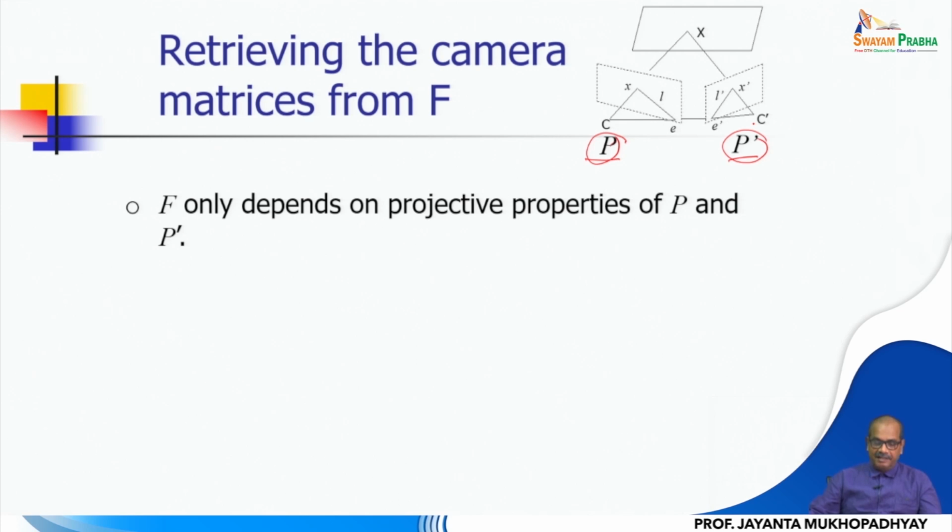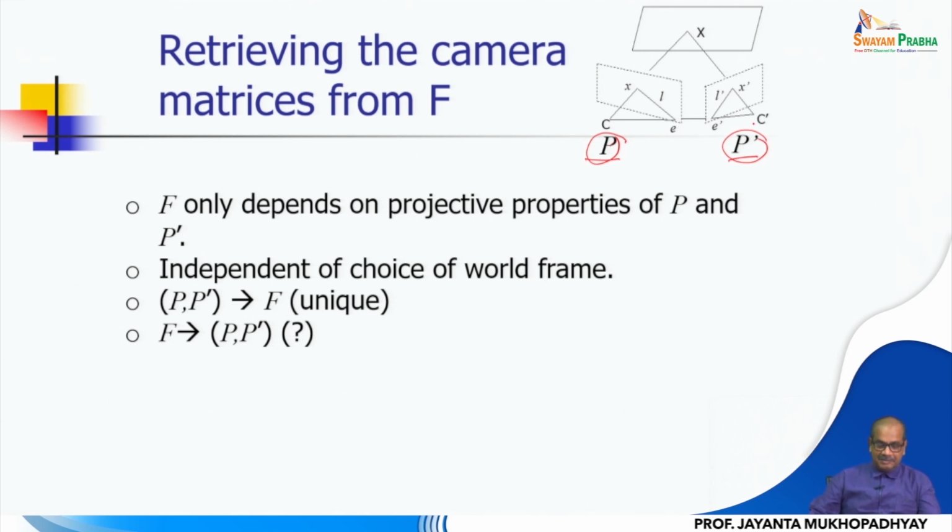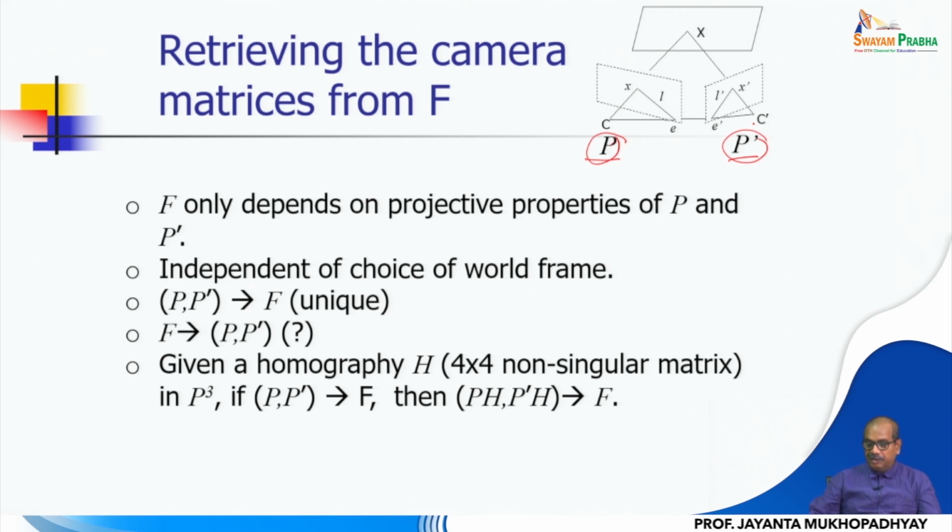As I mentioned, F only depends on the projective properties of P and P prime and is independent of the choice of world frame. That is why, given P and P prime, F is unique, and we have already understood that from the parameterizations. But if I give you F, then actually there could be various P and P prime. Now, why am I saying this? Suppose you have this scene point and you have these 2 image points.